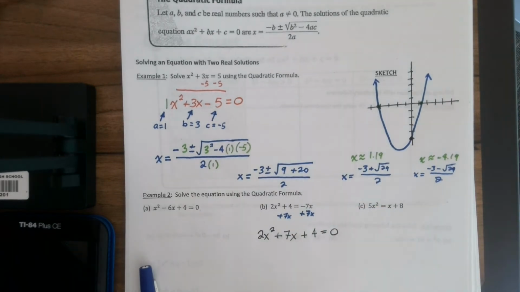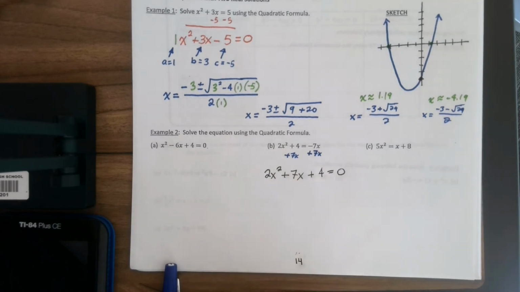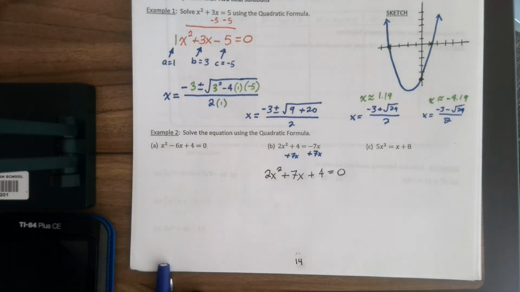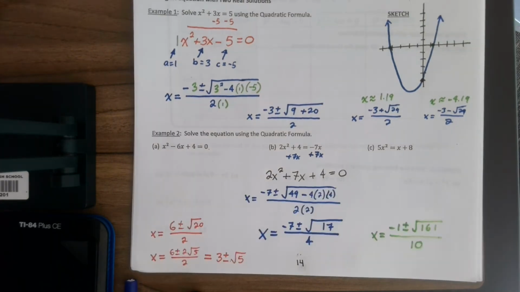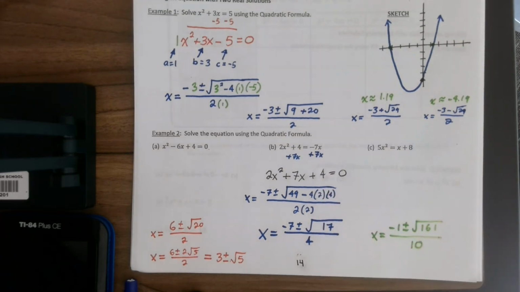in order to solve. I actually want you to pause the video and try to see if you can solve this one. Pause the video here and try using the quadratic formula to see if you can solve letter B. How do we do? Did we get negative 7 plus or minus the square root of 17 over 4? I've showed one of the intermediate steps here, just so you can check your work to make sure you plugged in everything in the right spots.